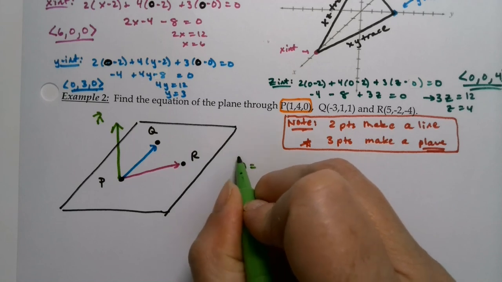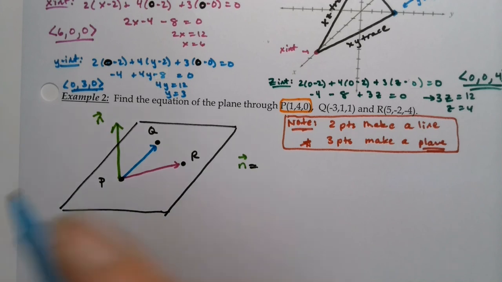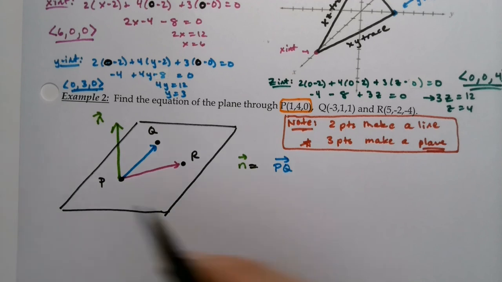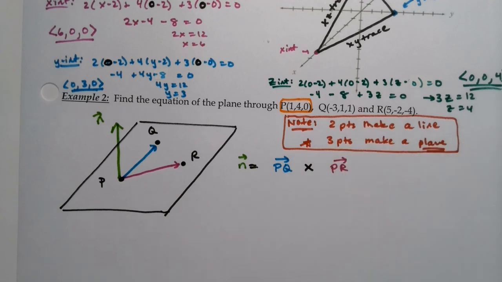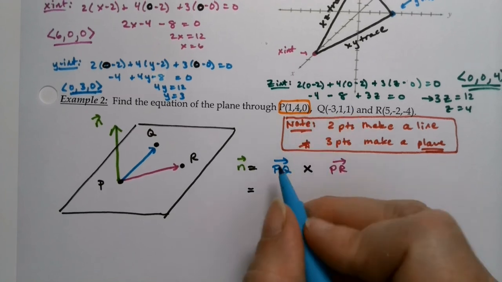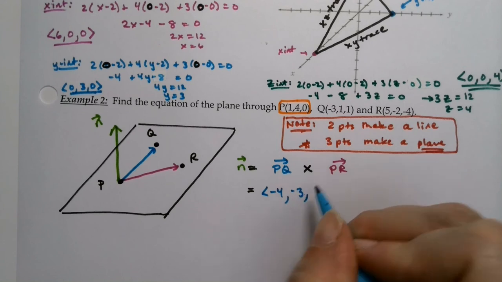The normal vector n would be equal to PQ cross product with PR. Okay, well, let's find PQ and PR. That'll be a good start. So PQ is terminal minus initial. So negative 3 minus 1 is negative 4, 1 minus 4 is negative 3, and 1 minus 0 is 1.